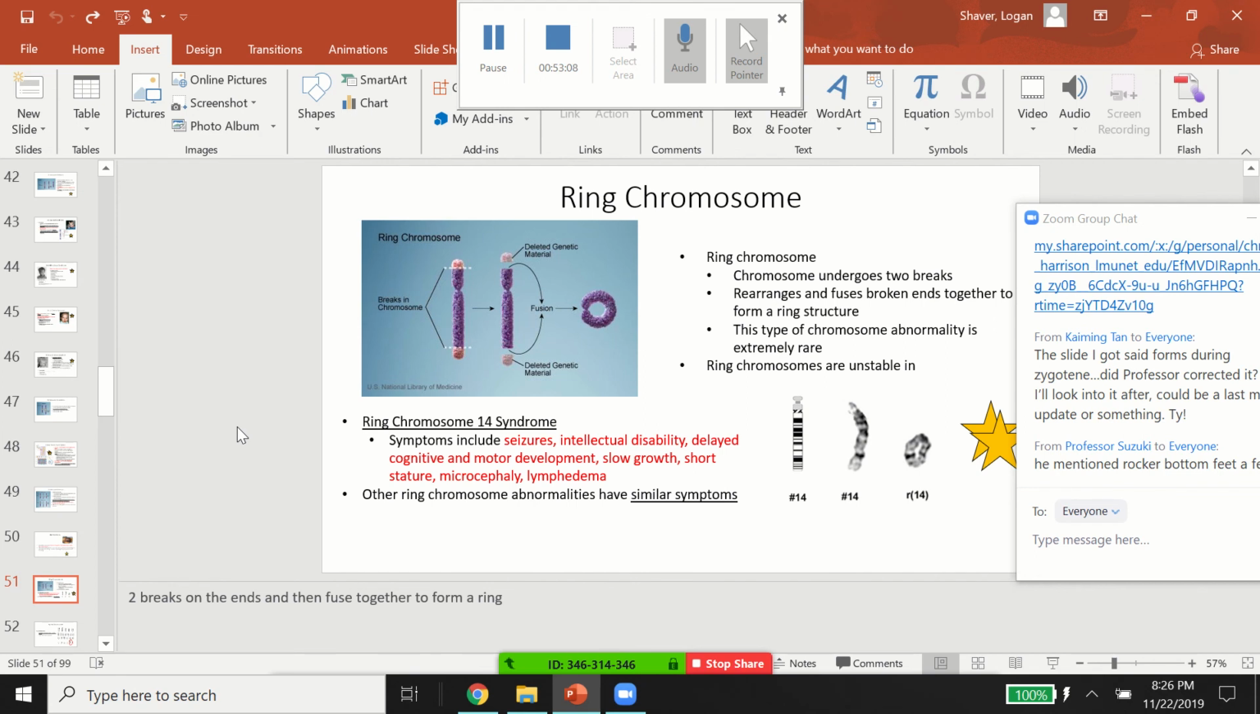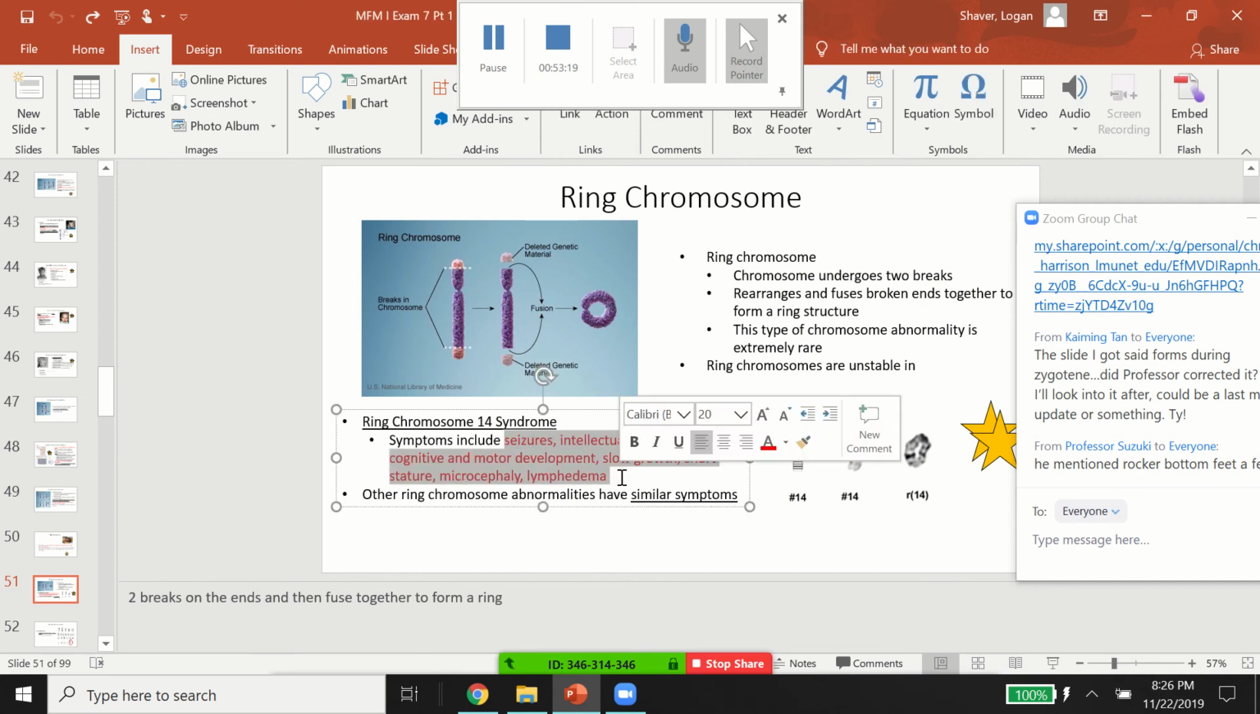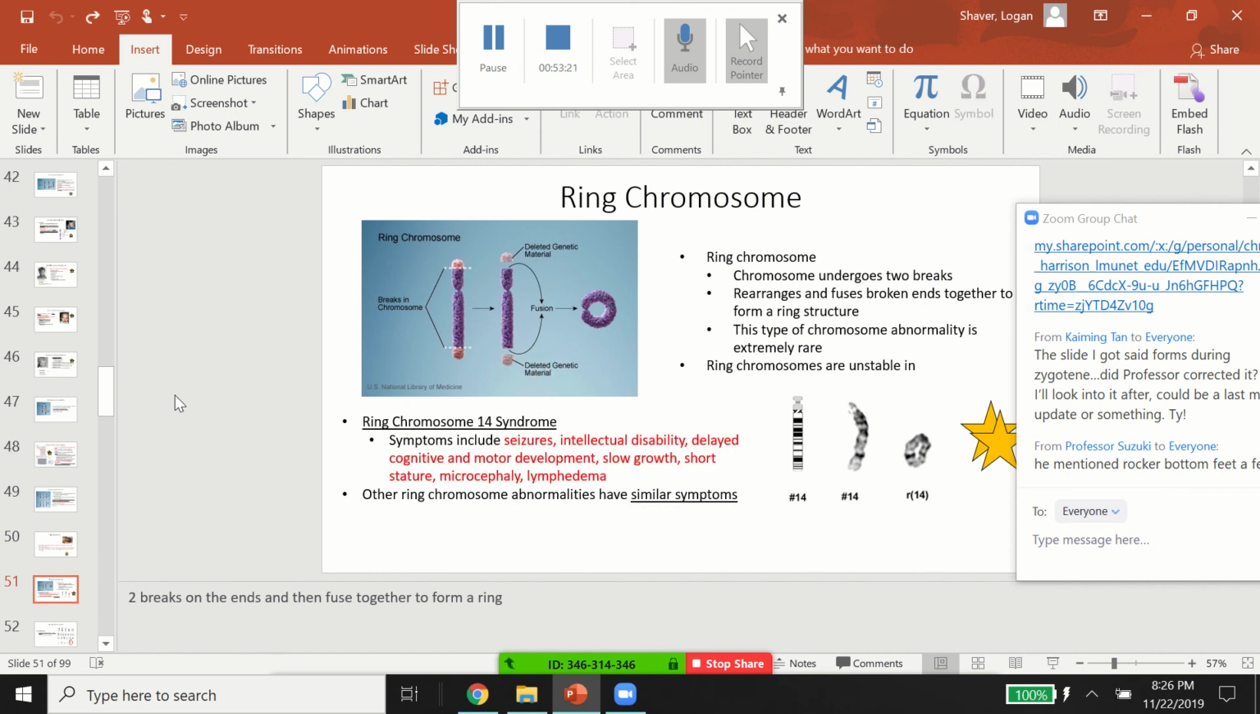Ring chromosome. I think they may have had a question to deal with ring chromosome, so I decided to include 2 stars with this one. What symptoms do you find? You have seizures, intellectual delay, all of these things I've read for you there. But yeah, what happens there is you actually get deleted material and you form a ring chromosome.